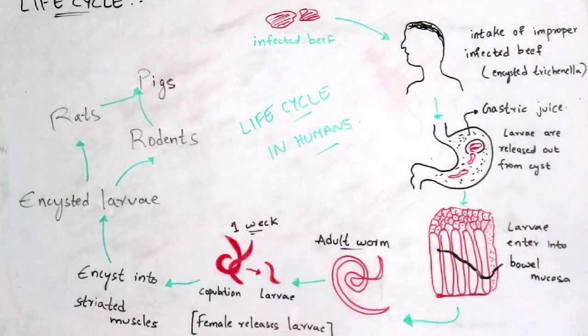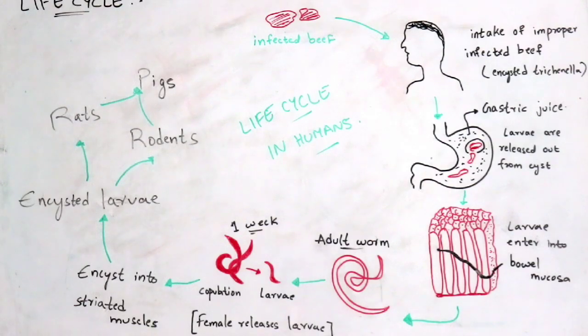So what is the lifespan of this larvae? The lifespan of the larvae will be 6 weeks. Within 2 weeks, the larvae present in the bowel mucosa will transform into the adult worm, the adult stage.